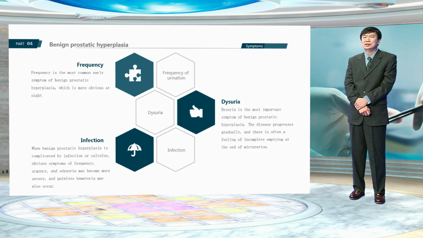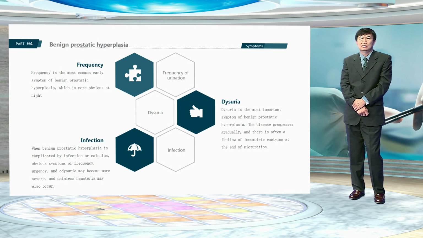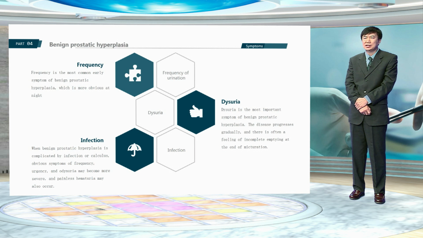Frequency is the most important early symptom of benign prostatic hyperplasia, which is more obvious at night. Dysuria is the most important symptom of benign prostatic hyperplasia. The disease progresses gradually, and there's often a feeling of incomplete emptying at the end of micturition. When benign prostatic hyperplasia is complicated by infection or calculus, frequency, urgency, and dysuria may become more severe, and painless hematuria may also occur.